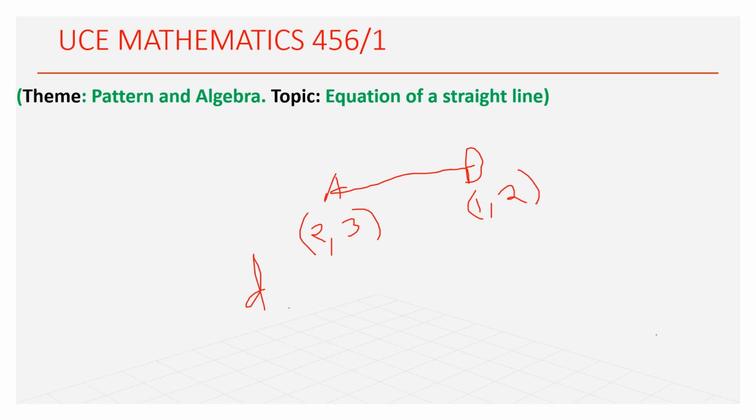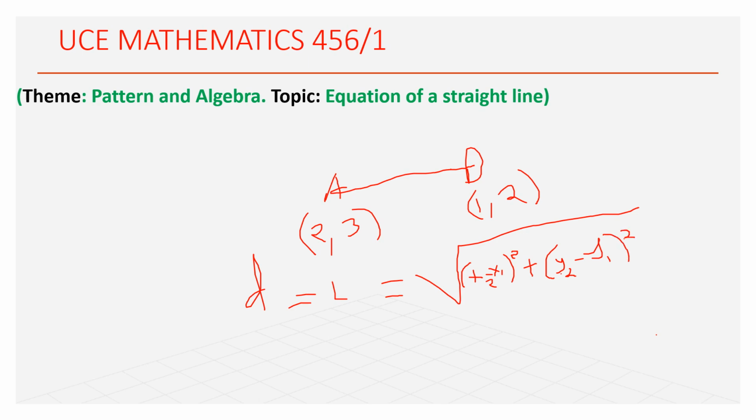So distance, also called the length, will be obtained from the square root of the difference in x2 minus x1, everything squared, plus y2 minus y1 squared. We cover this mostly in locus.